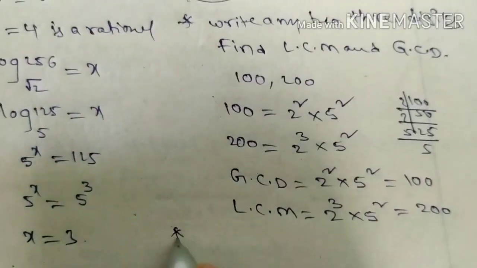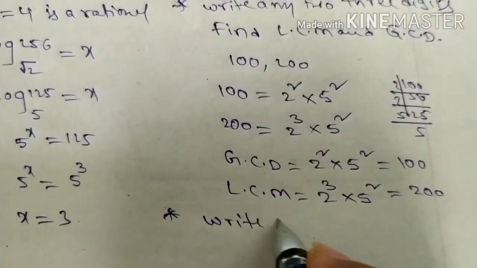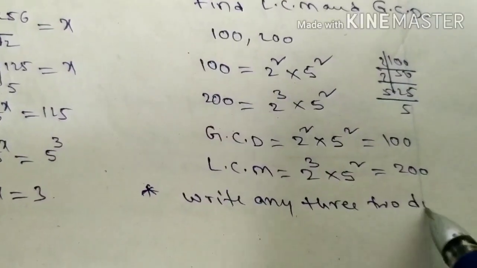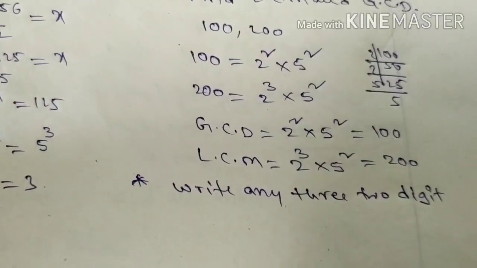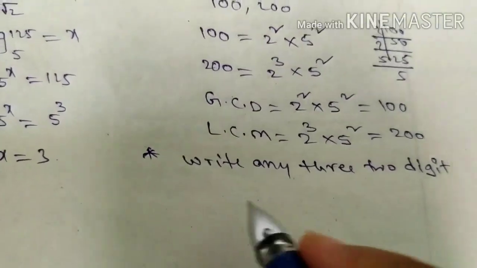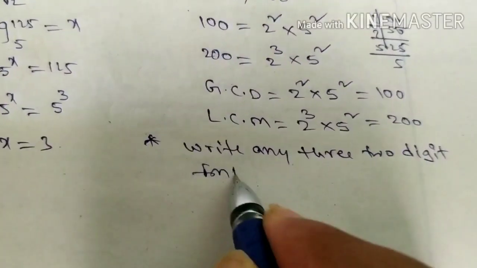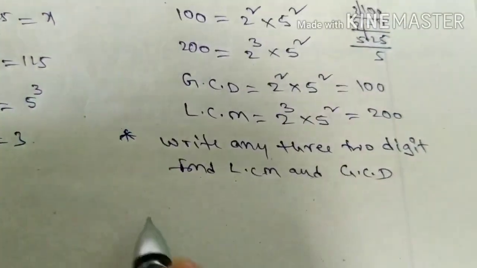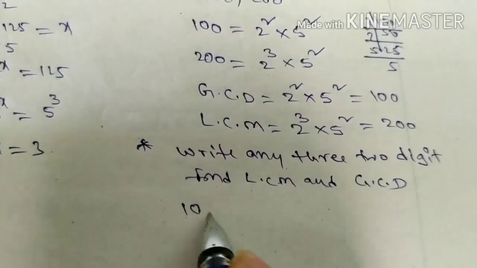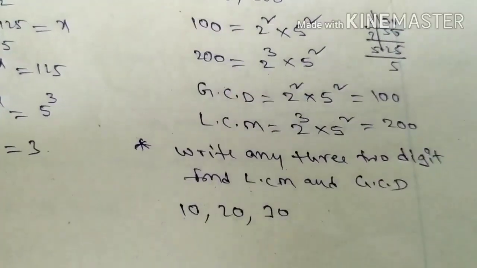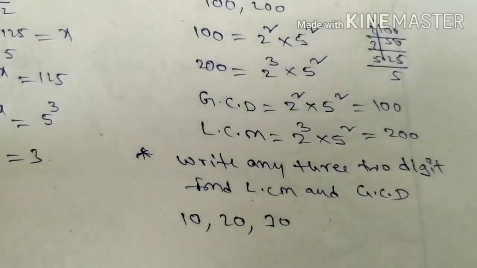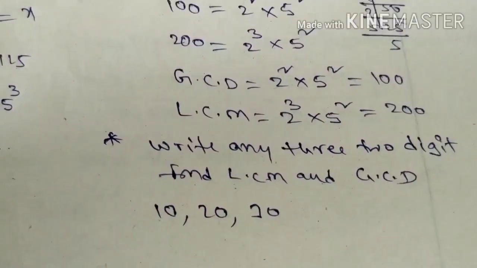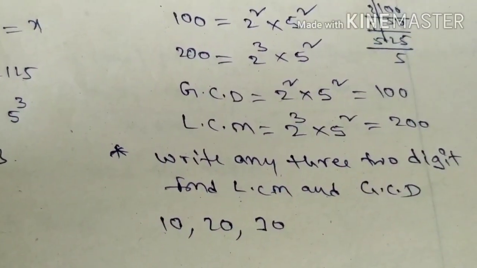Not only that, write any three 2-digit numbers and find their LCM and GCD. Same similar question. For our convenience, 10, 20, 30 is better, I thought. 2-digit numbers, how many? 3 2-digit numbers. Find LCM and HCF. Same method, we have to follow that.